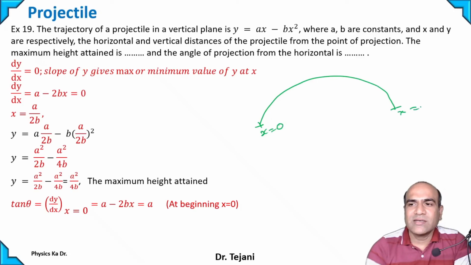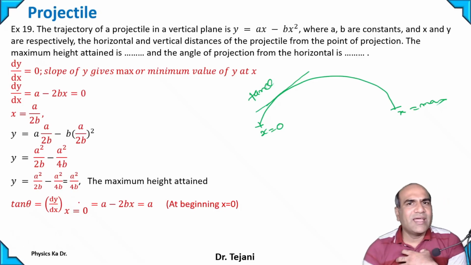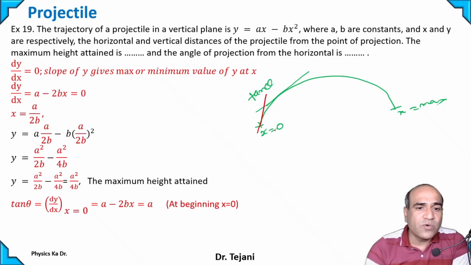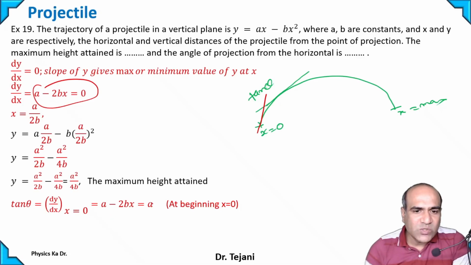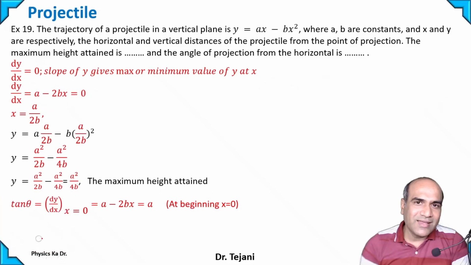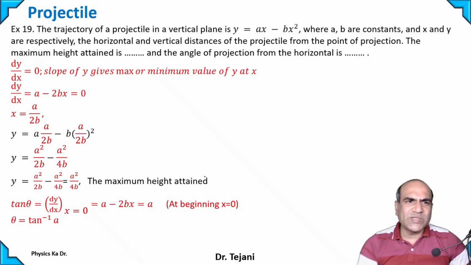Here x is maximum, and the slope of the tangent is tan theta. So tan theta is equal to dy by dx. At x is equal to 0, we need tan theta. So put x is equal to 0 in this equation. It is equal to a. So at the beginning x is equal to 0, slope is a. So tan theta is equal to a, theta is equal to tan inverse a.